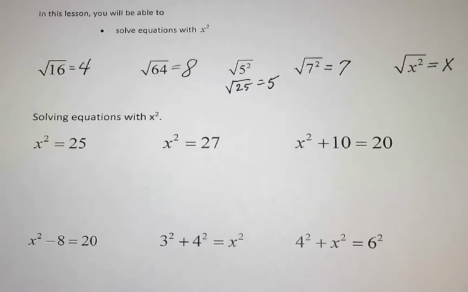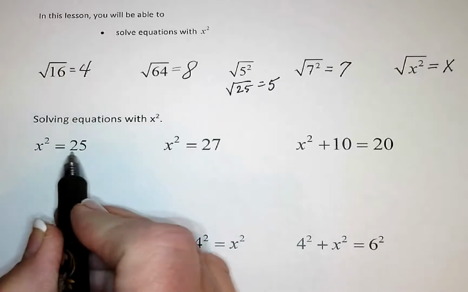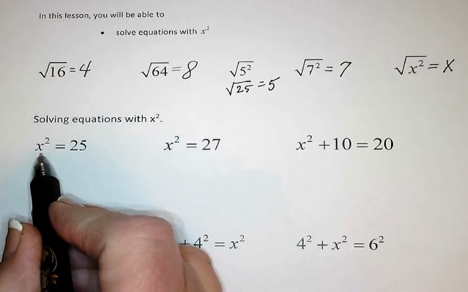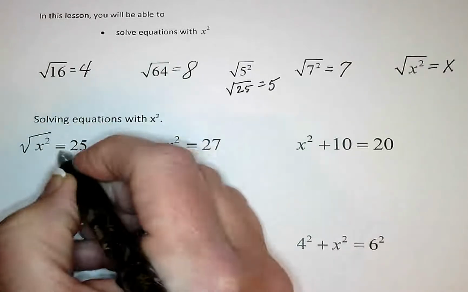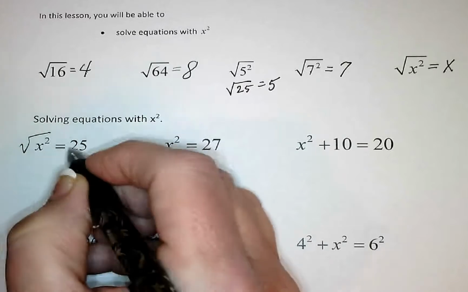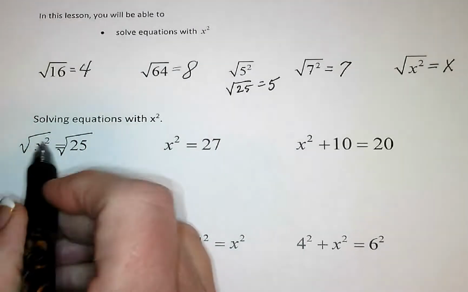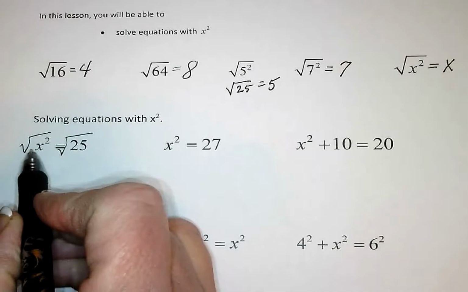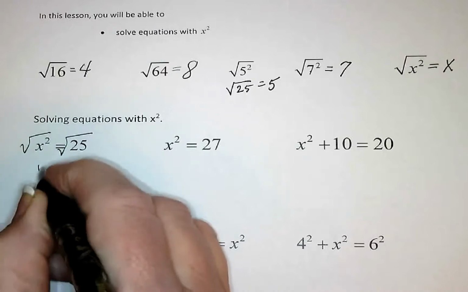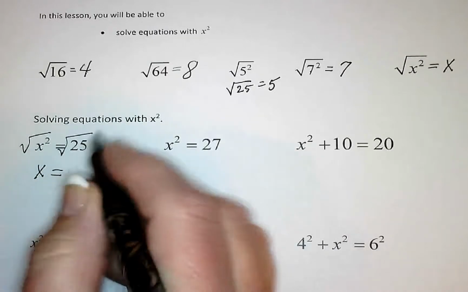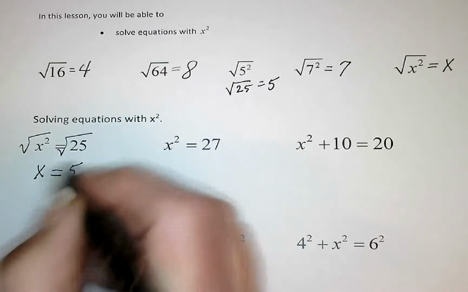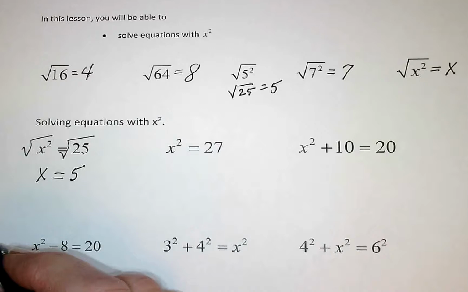So let's go through a couple of equations. First one, I have x squared equals 25. So we don't want x squared, so I want to square root. And what I do to one side, I have to do to the other. That keeps it equal on both sides. Now I just simplify this. The square root of x squared is x. Here's my equal sign. The square root of 25 is 5. Done.